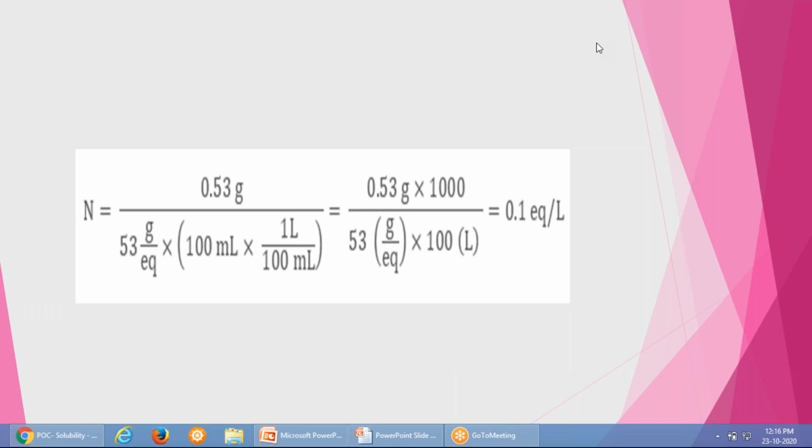So 49 grams of sulfuric acid is dissolved in 1000 ml or 1 liter of water to get 1 normal solution. If you want 1 molar solution, then it should be 98 grams of sulfuric acid in 1000 ml or 1 liter of water. So here there is a change in strength, normality and molarity. Similarly, for calcium hydroxide, what is the molecular weight of calcium hydroxide?